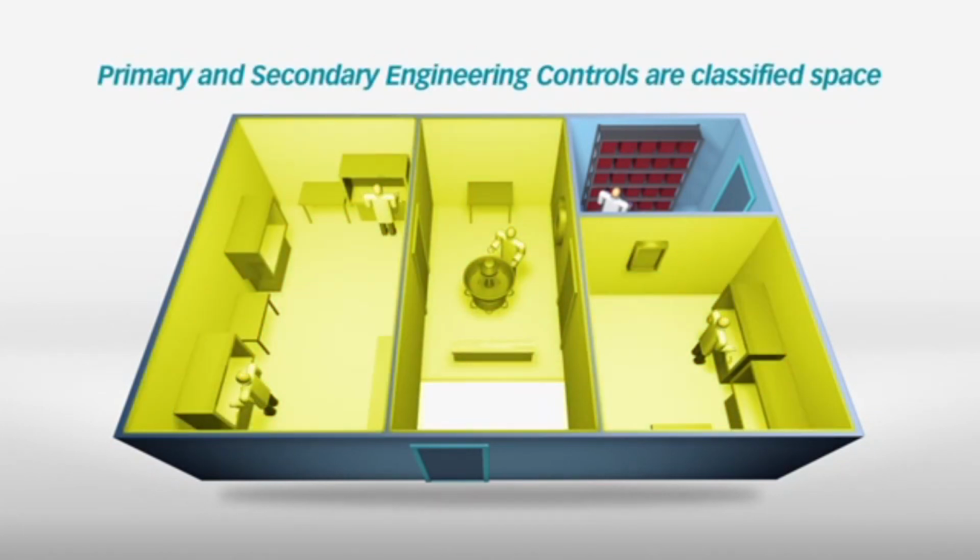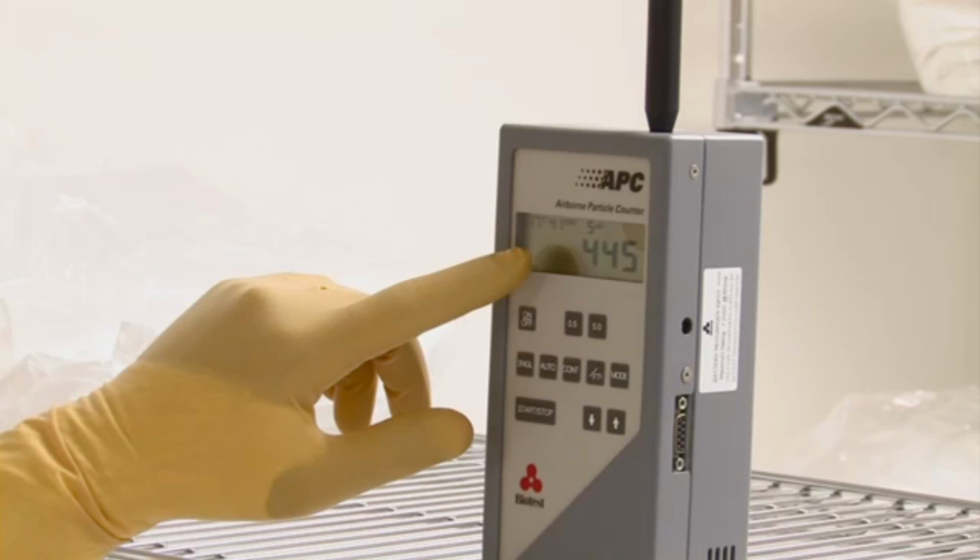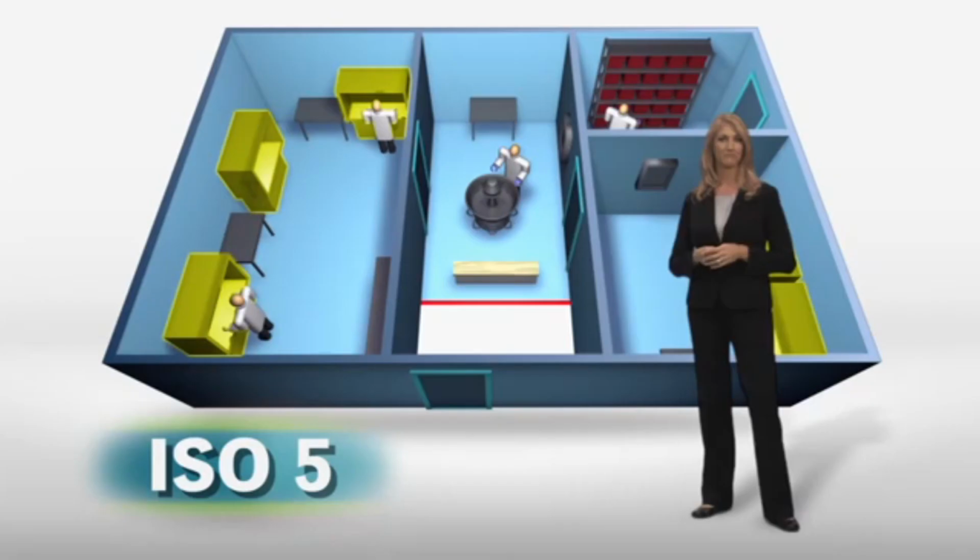Primary and secondary engineering controls are considered classified space and must be certified by qualified personnel at least every 6 months. One measure they test is air quality. Air quality is classified by the number of particles of a specific size per volume of air.